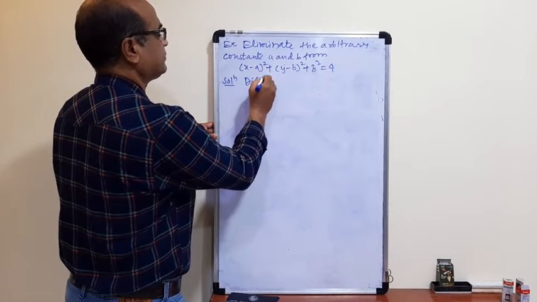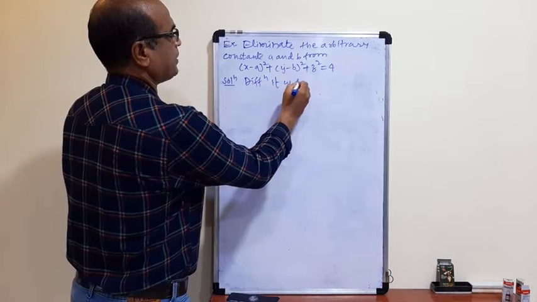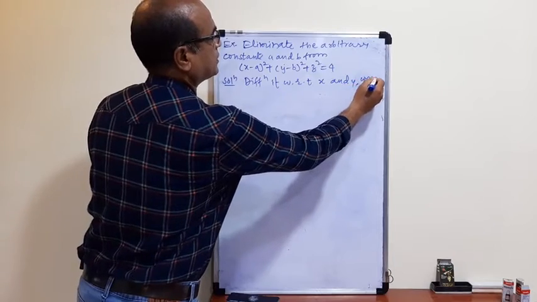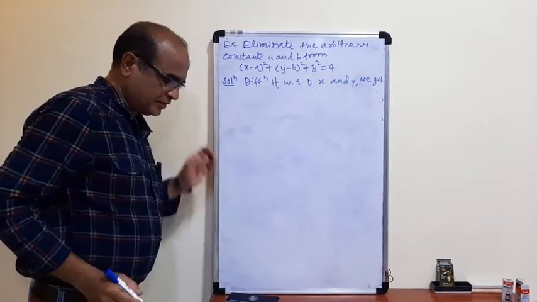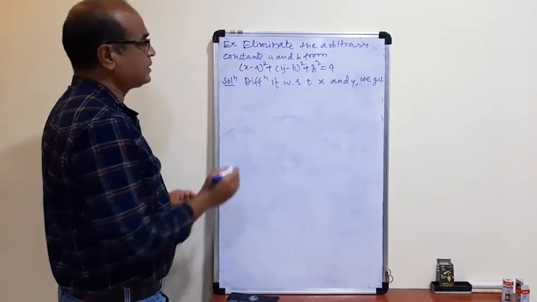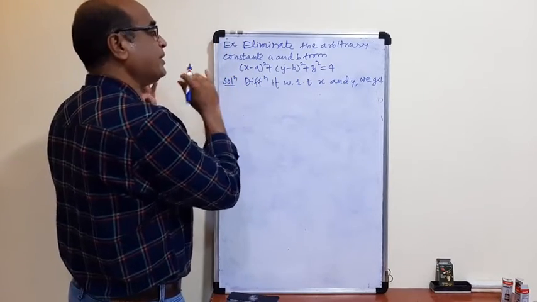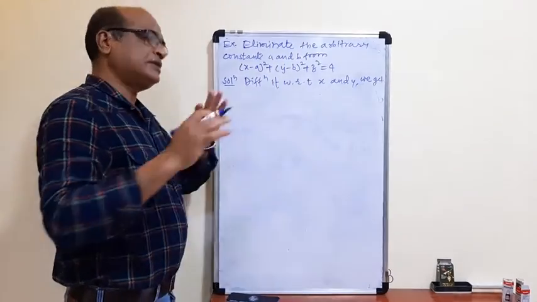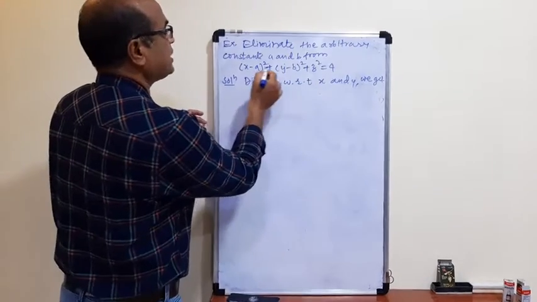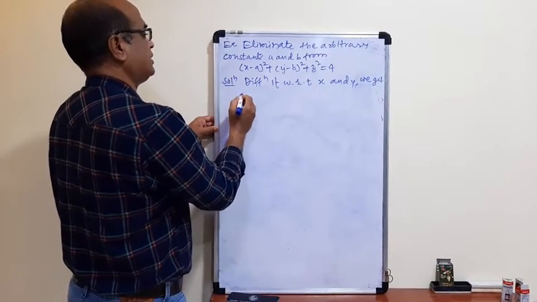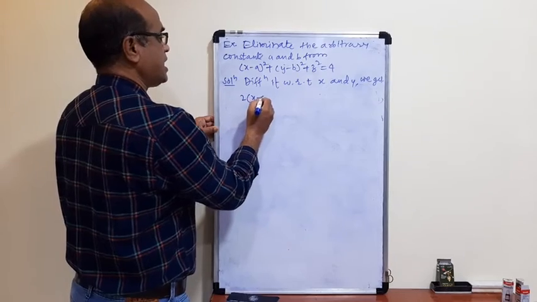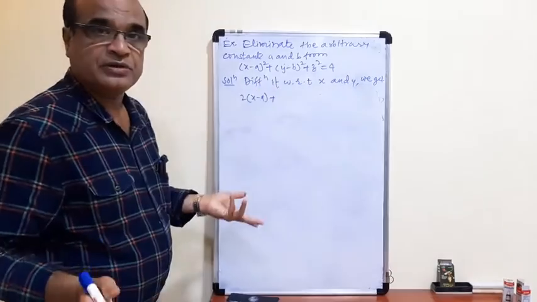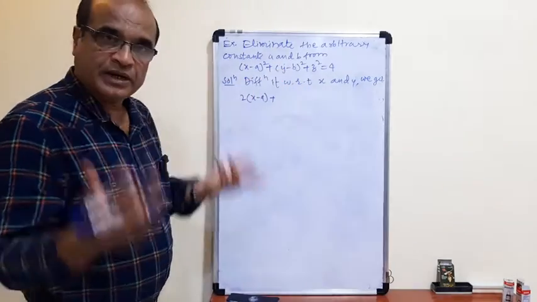Differentiate it with respect to x and y. We get, what is the derivative of this with respect to x? We differentiate with respect to x, keeping y constant. But z is not constant because z is a dependent variable; z is a function of x and y. So differentiating this with respect to x partially, that is 2 into (x minus a) plus the derivative of the next term, which is 0 because y is a constant and b is an arbitrary constant.